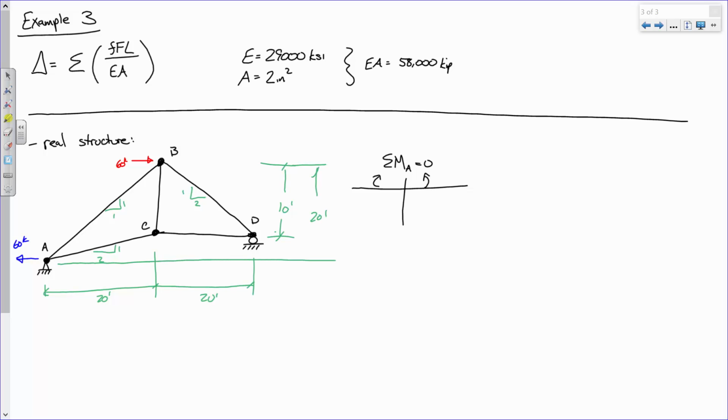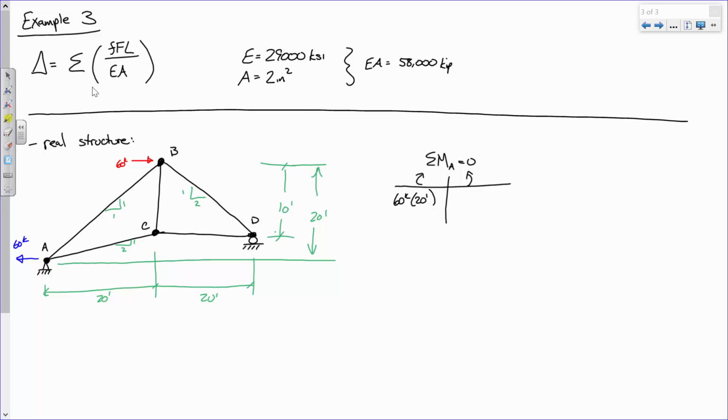I know my scale is horrible. I don't care that much, but I am going to move that up. 1, 2. So, all right, we have 60 kips times 20 feet. And so that has to be counteracted by dy at 40 feet. Is everybody okay with that?